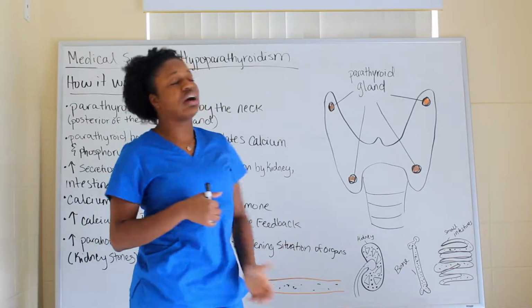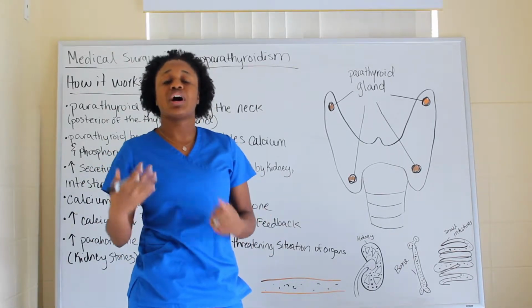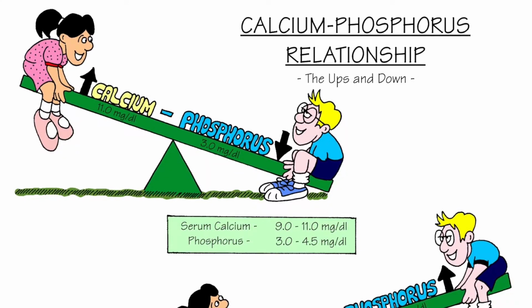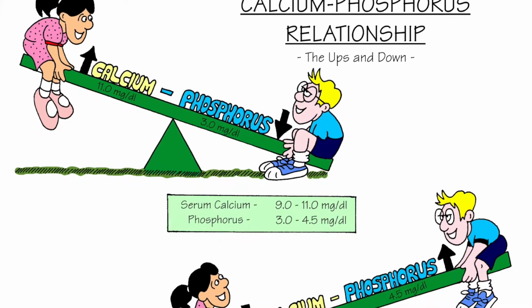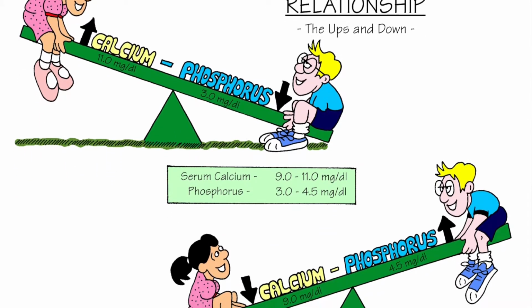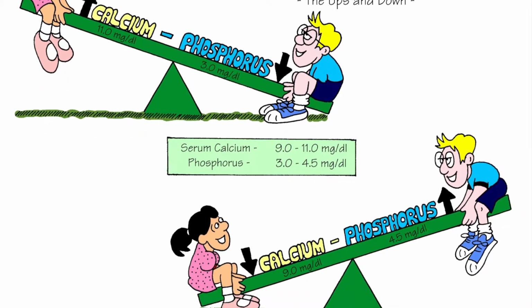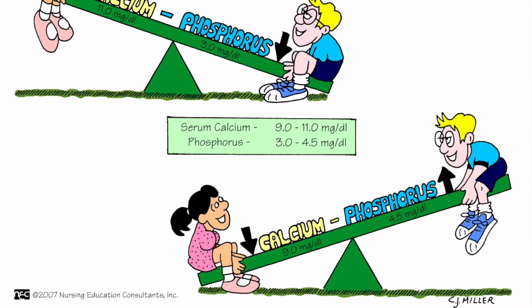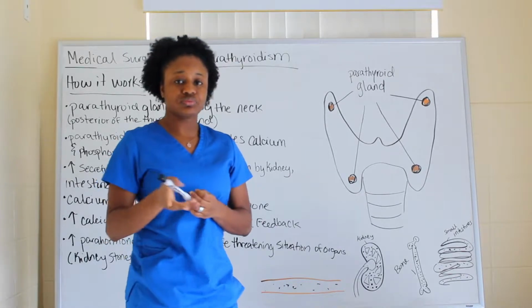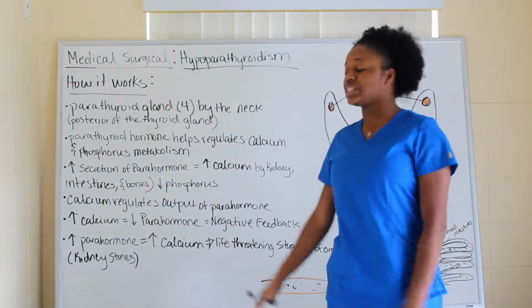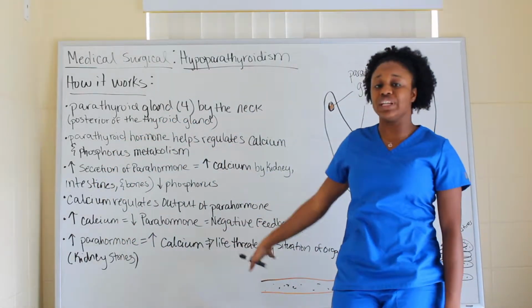And it also regulates the phosphorus level, because whenever calcium is high, phosphorus is going to be low. Whenever phosphorus is high, calcium is going to be low. So that's how they regulate those 2 electrolytes. Okay? So that is called the negative feedback.